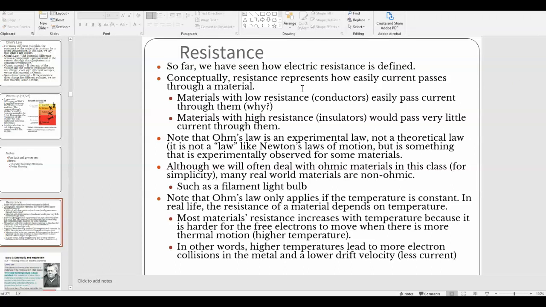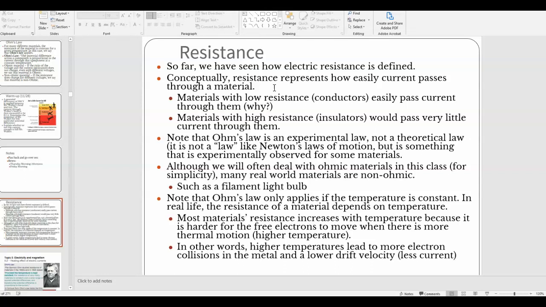On the last slide, we talked about how electric resistance is defined. We talked about the conceptual understanding of resistance, basically how easy it is for current to pass through something. Materials that have a low resistance, like conductors, current passes very easily through them. Materials with a high resistance, like insulators, tend to pass very little current through them.